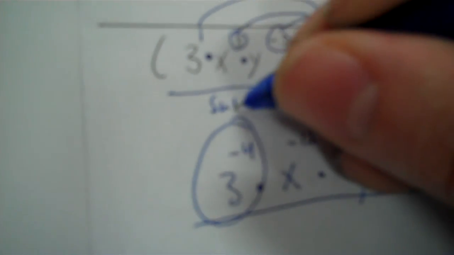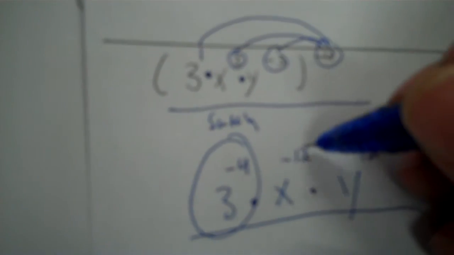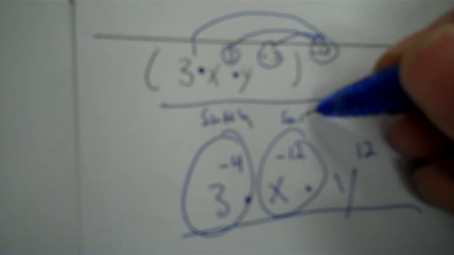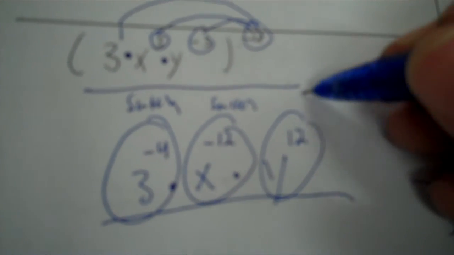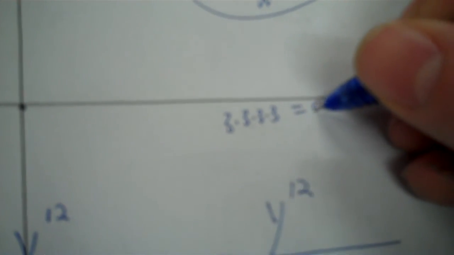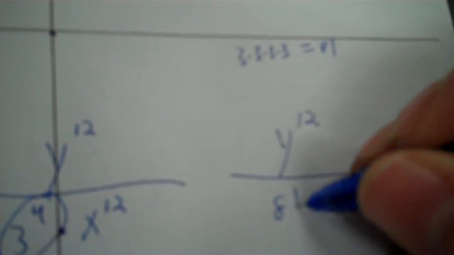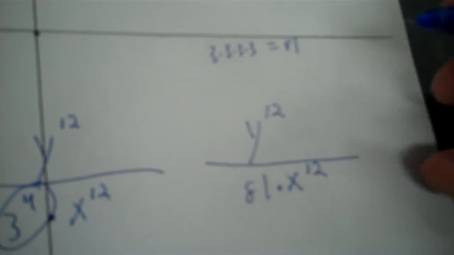That's a switch. So it goes to the bottom where it becomes 4. That's a switch. It goes to the bottom, becomes 12. That's a stay. You want that power positive, and it's already there, it stays. Okay, y to the 12 can't be simplified, so the top's simplified already. Bottom, we can do 3 to the 4th. That gives me 81. So 81 times x to the 12th.